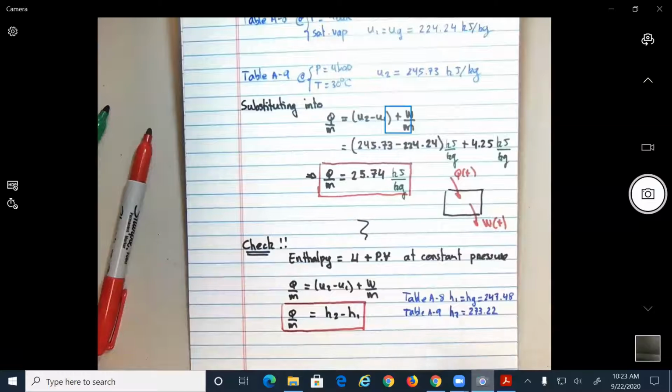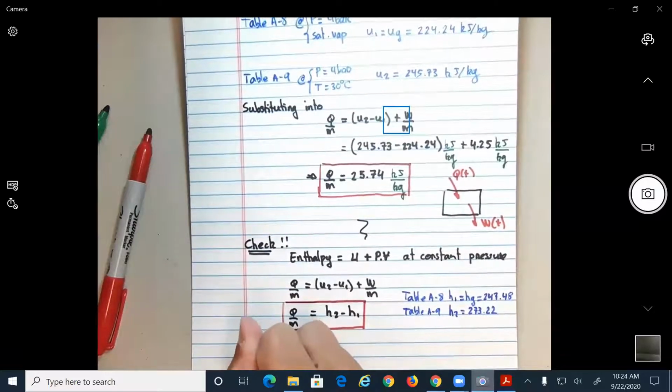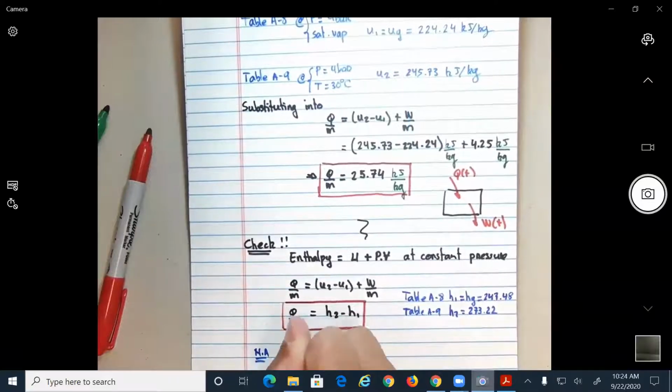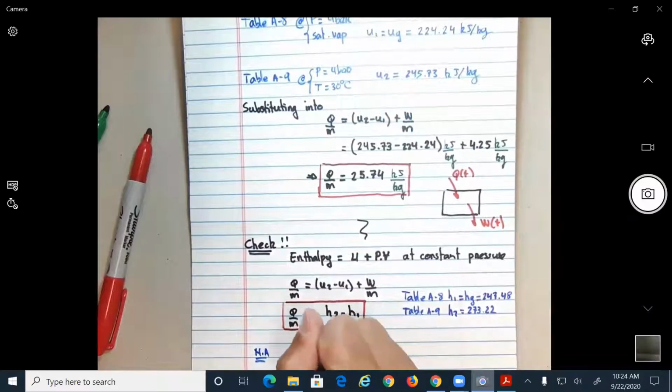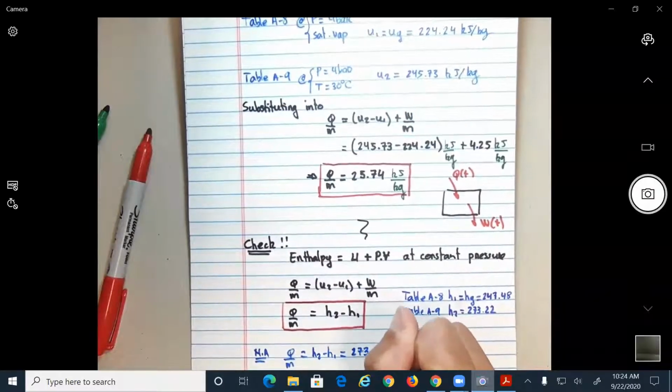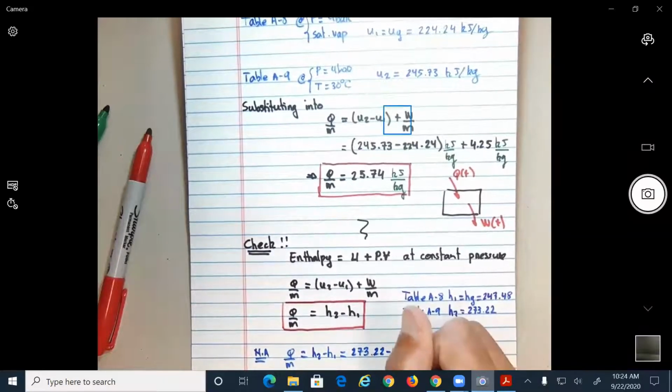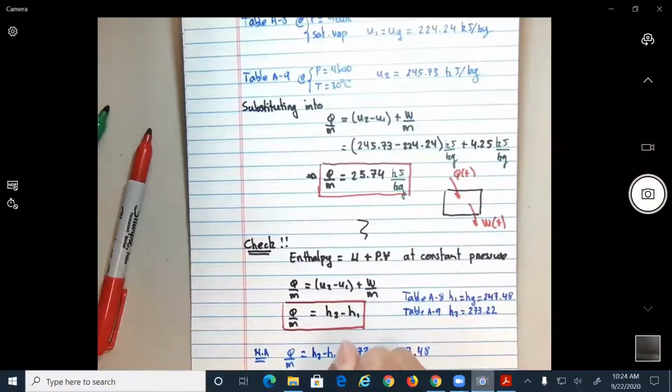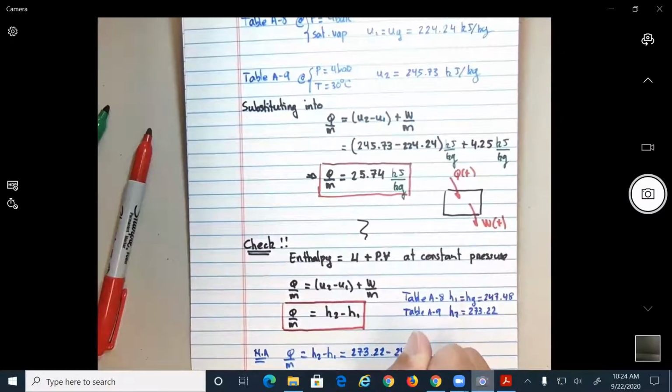So now if you do the numerical application, you have Q over M will be equal to H2 minus H1, which is equal to 273.22 minus 247.48. And this gives you 25.74 kilojoules per kilogram.